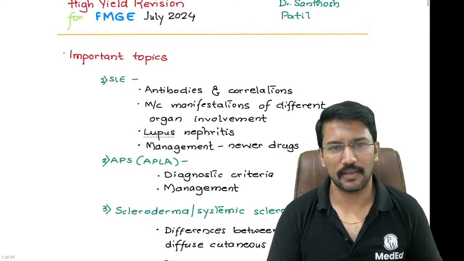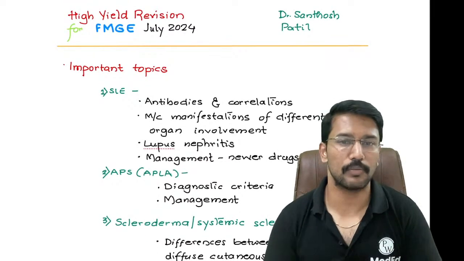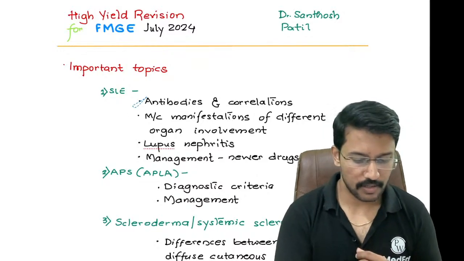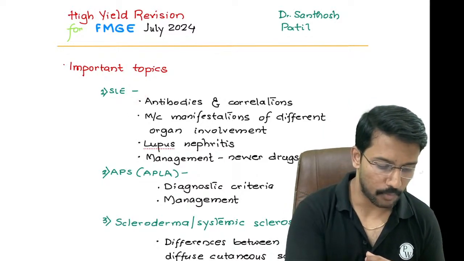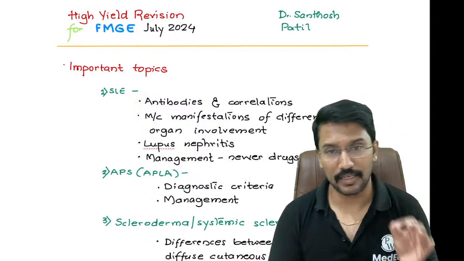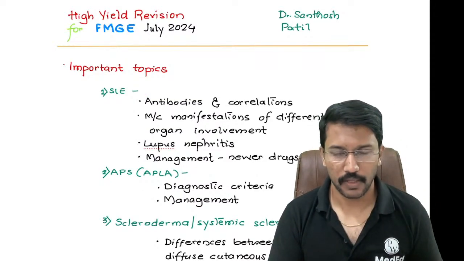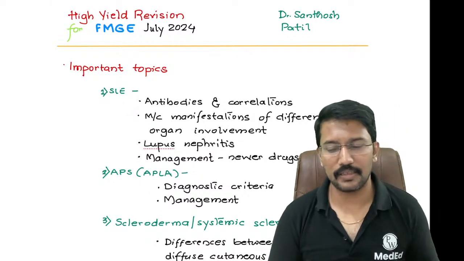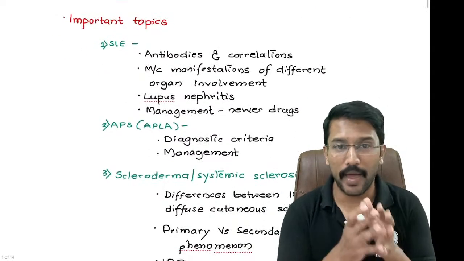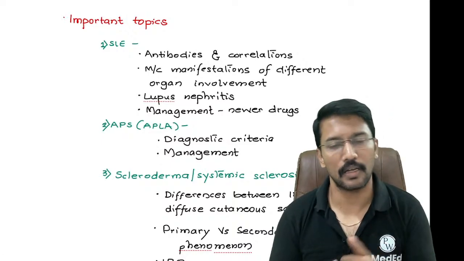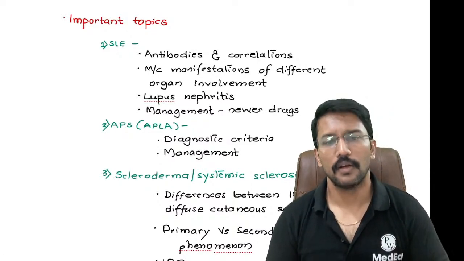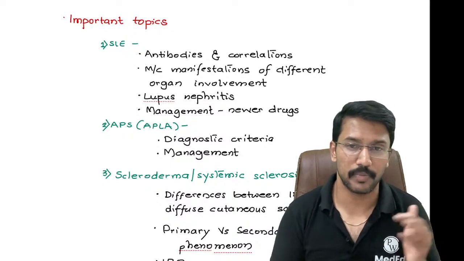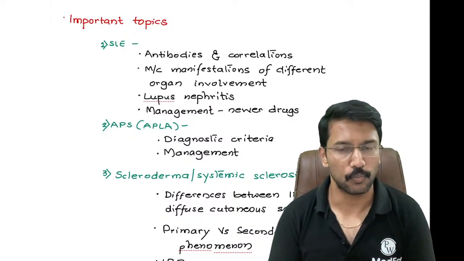So when we talk about SLE, inside the rheumatology, that is the most important topic, right? So what is important from SLE? Most of the questions that we have come across in recent times are about the antibodies that we see in SLE and their clinical correlations. That holds one MCQ for us, right? Then the second kind of MCQs that we have seen in recent times is the most common manifestations of different organ involvement in SLE. Like what is the most common cardiovascular manifestation of SLE? What is the most common respiratory system manifestation of SLE? That is the MCQ template 2, right?